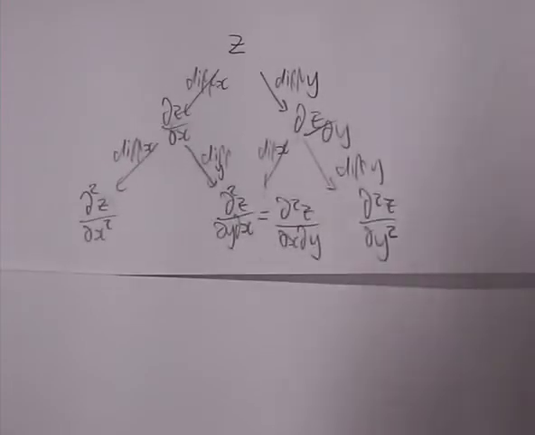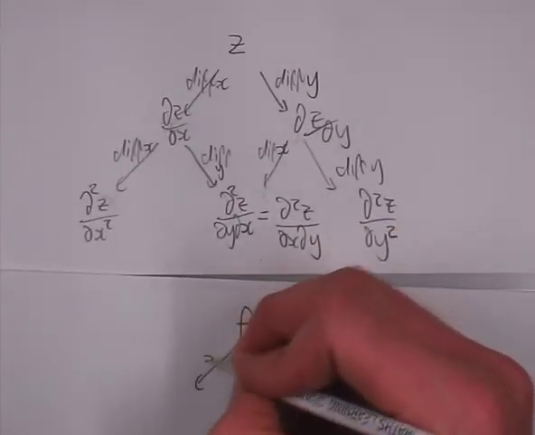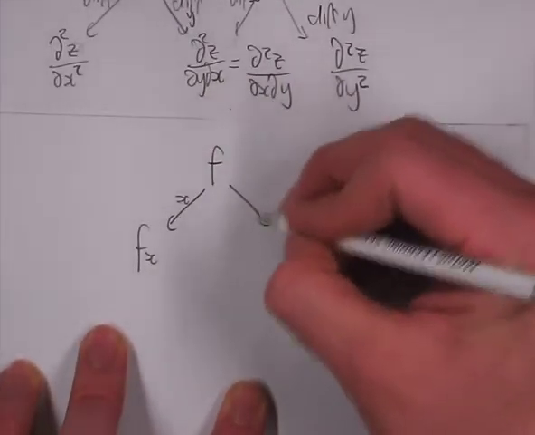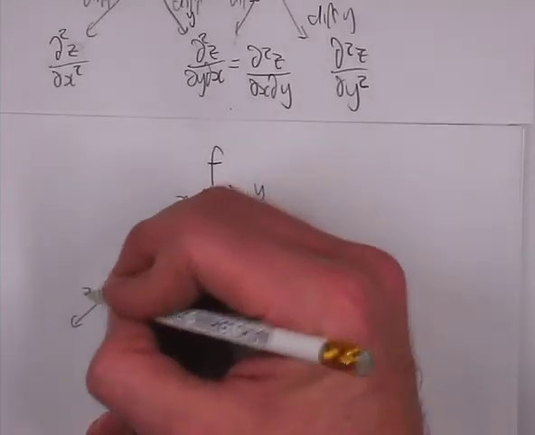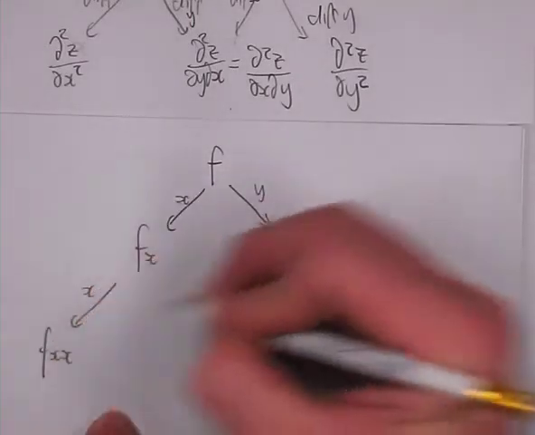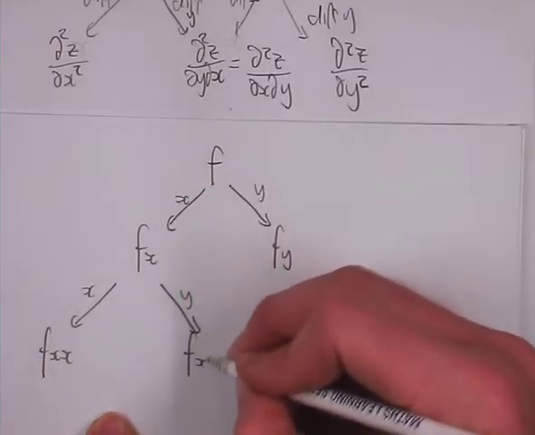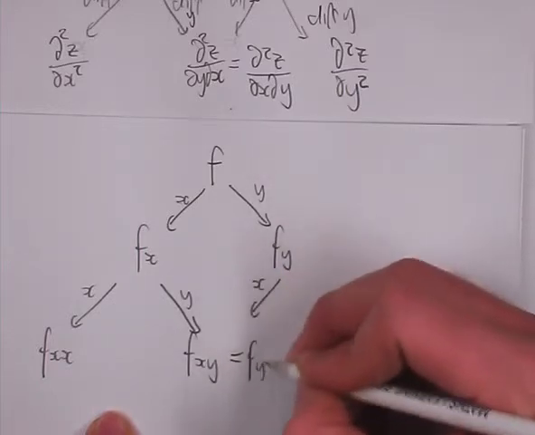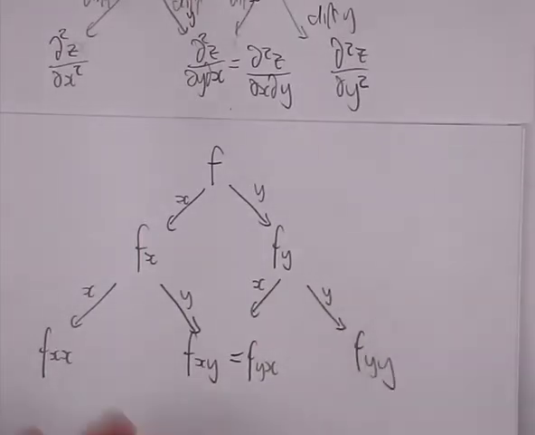Alternatively, to draw it again with the f's, if we had f, we could differentiate with respect to x and get fx. We could differentiate with respect to y and get fy. We could differentiate with respect to x again and get fxx. We could differentiate with respect to y from here and get fxy. We could differentiate with respect to x from here and get fyx. And we can differentiate with respect to y from here and get fyy.